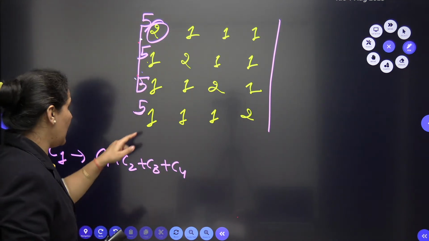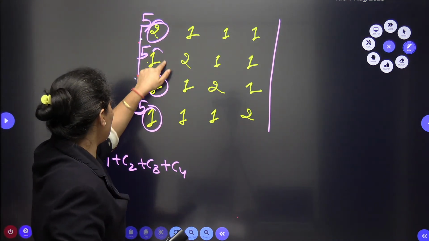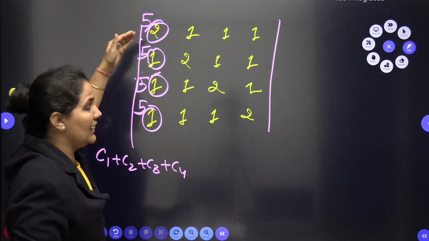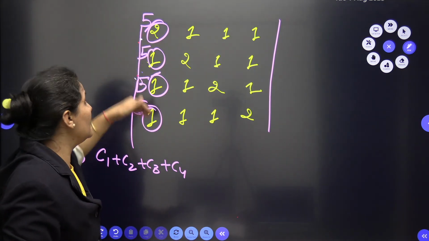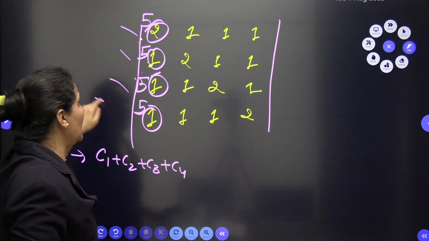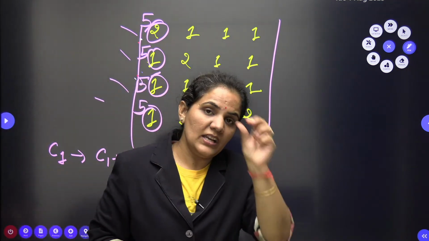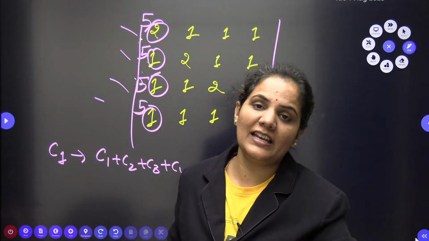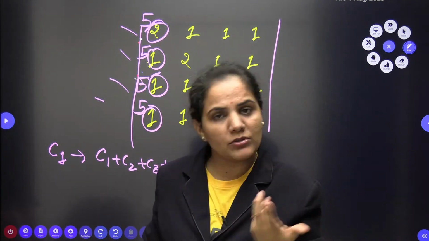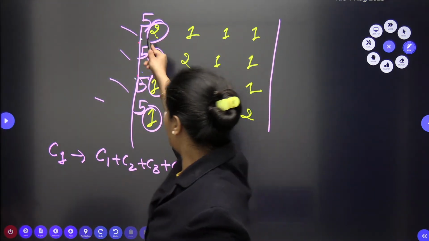So I can see, ma'am, by using this, my first column, which was earlier 2 1 1 1, is now 5 5 5 5. And if in a complete column all the elements are 5, we can take that 5 outside.